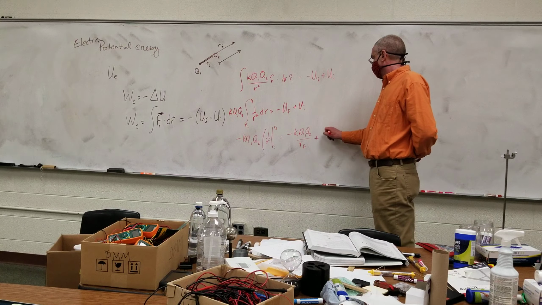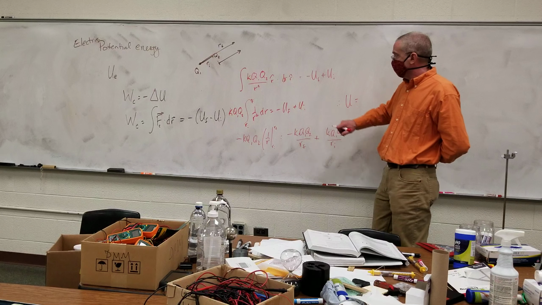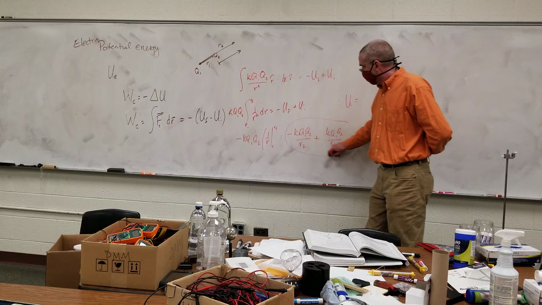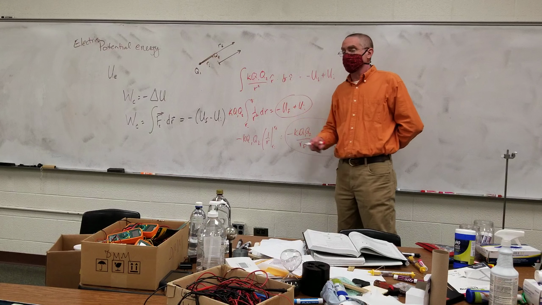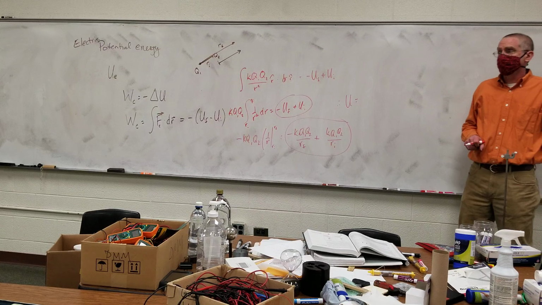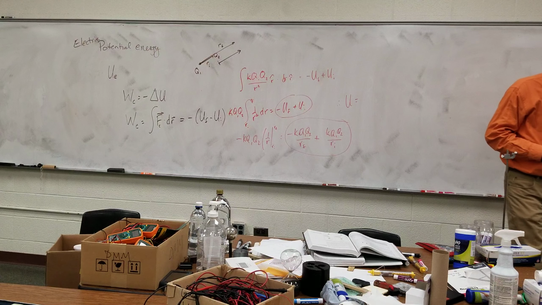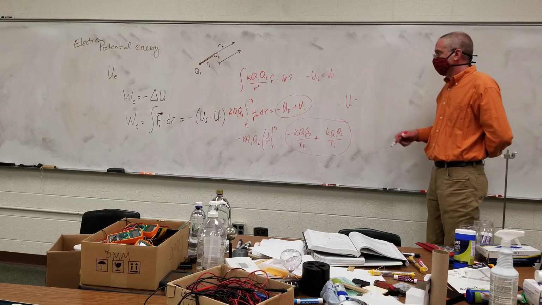Therefore, what is a formula for U that would satisfy this, because this is what we got from finding the work, and this is what we got because of the work-energy relationships. They better be equal to each other. So what formula for U would satisfy this?